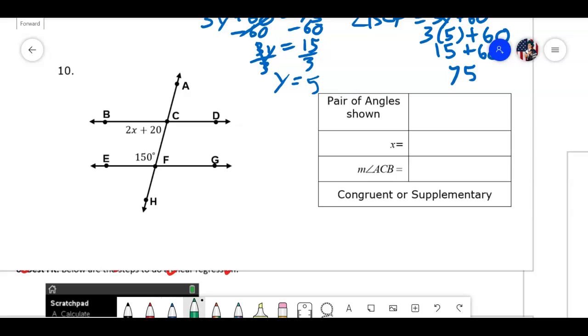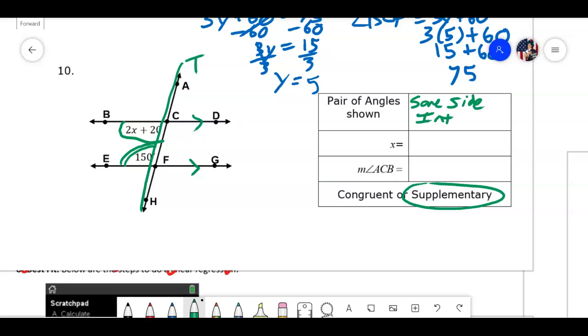So on this one, again, I have an acute angle, and then I have an obtuse angle. They don't match, so I can already tell they're supplementary. But I can also tell because of the angle name. This is my transversal. They're on the same side and in between the parallels, so that's same side interior. And remember the S rule, same sides are supplementary. That means they add up to 180.